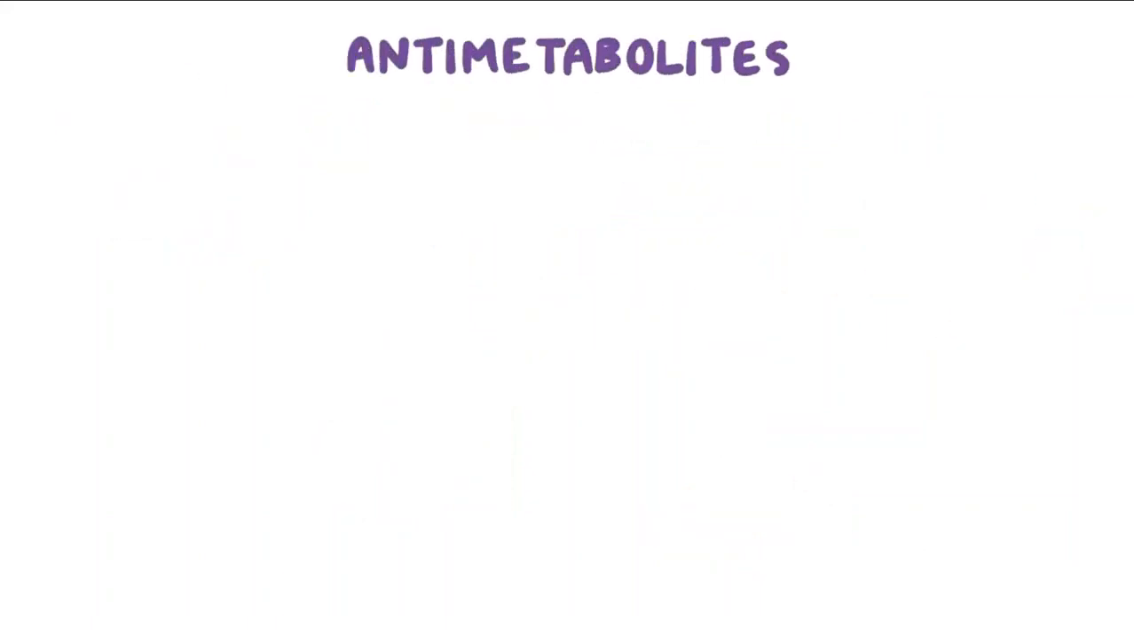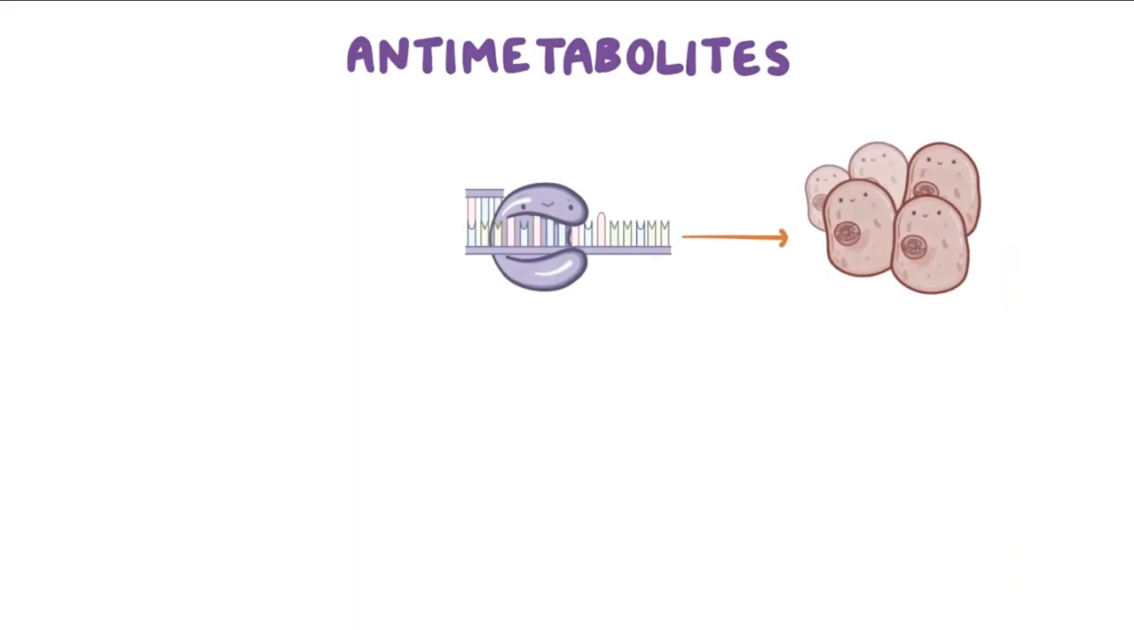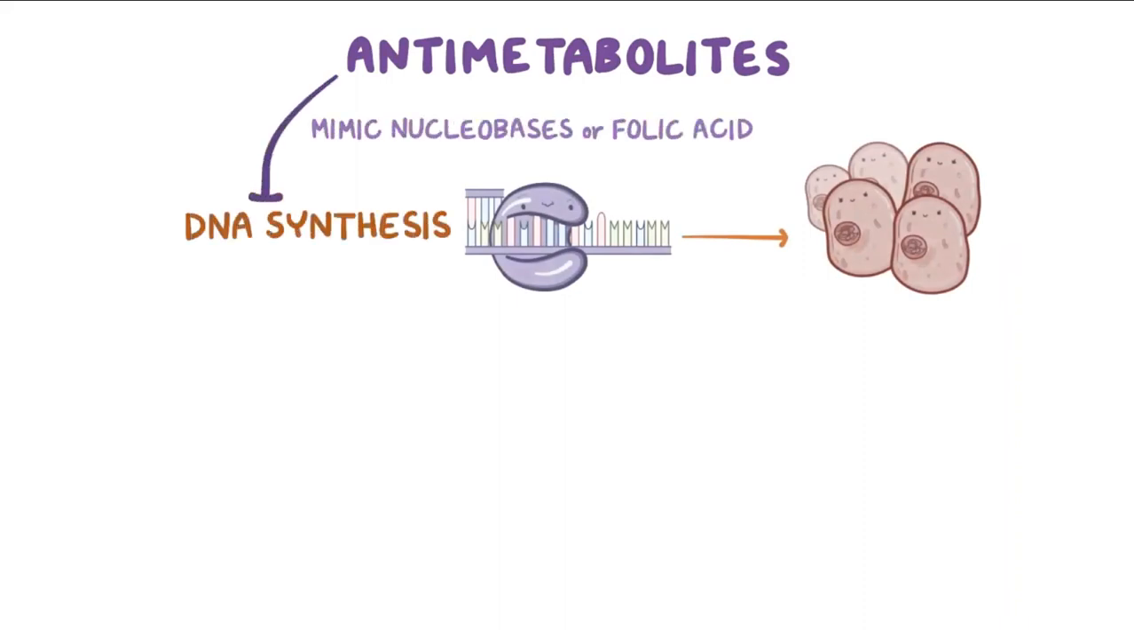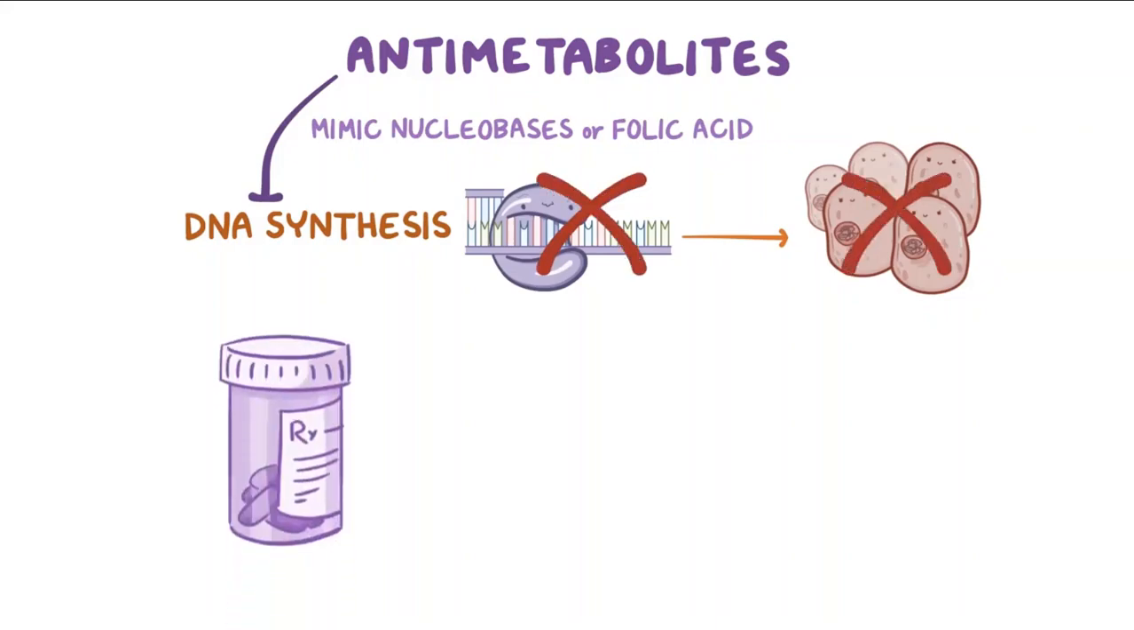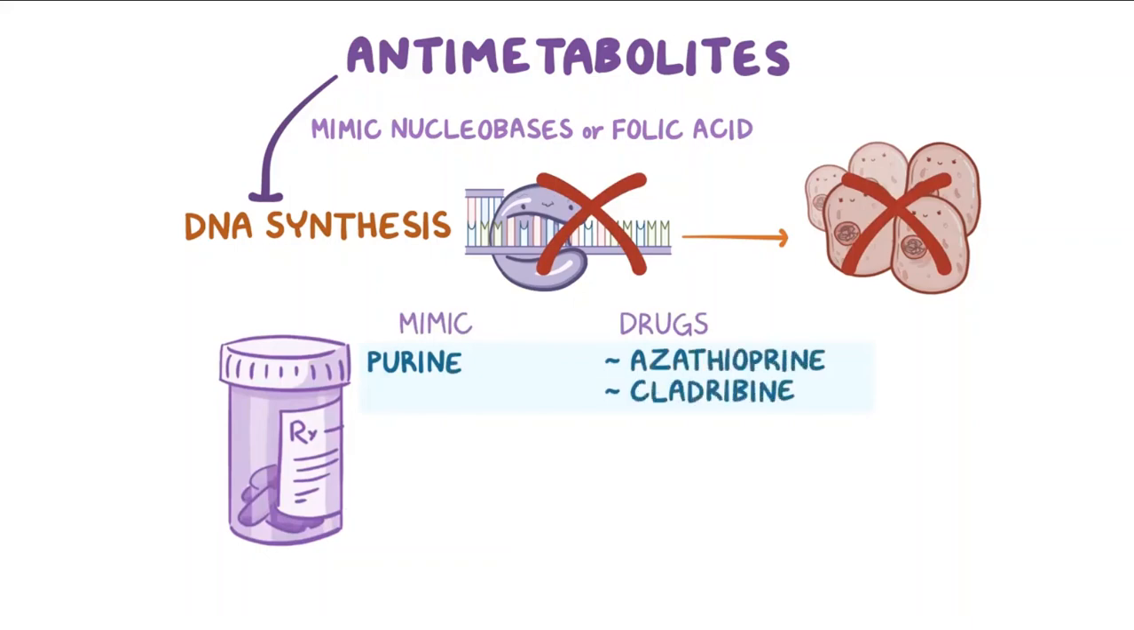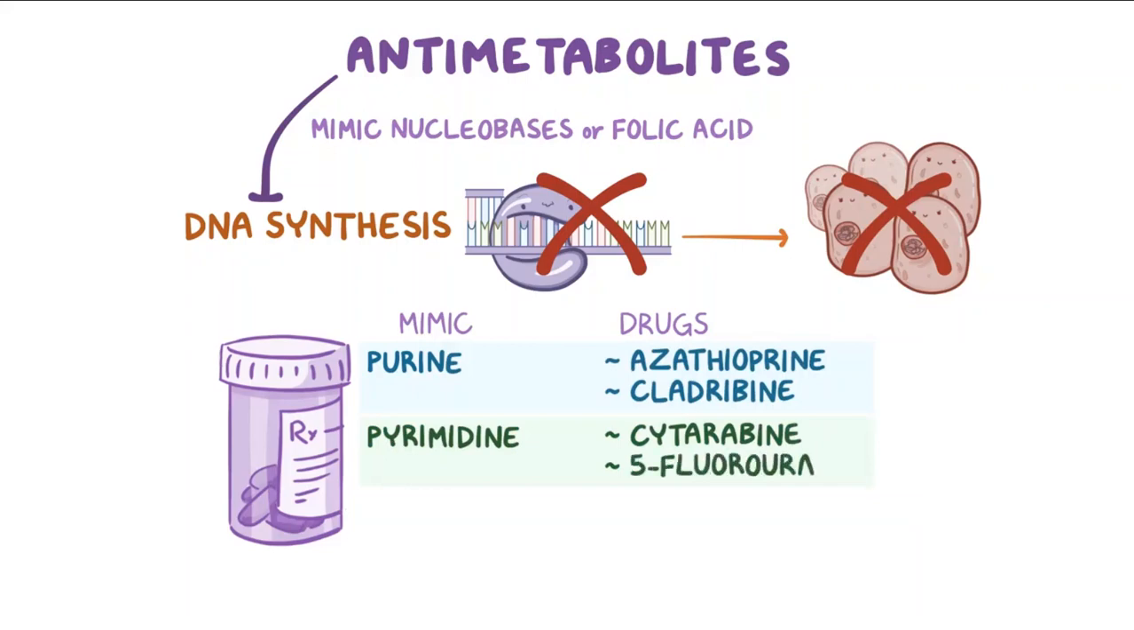So the antimetabolites usually disrupt the pathway responsible for DNA synthesis by mimicking nucleobases or folic acid and causing DNA replication and cell proliferation to come to a halt. Medications that mimic purines include azathioprine and cladribine, while medications that mimic pyrimidines include cytarabine and 5-fluorouracil. Finally, there's folic acid analogs like methotrexate.